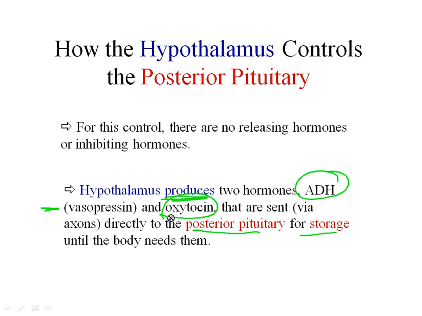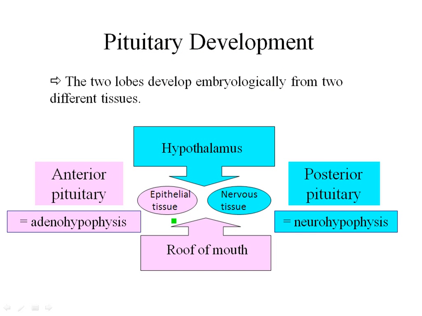I think that's all I've got for you. Let me check. Nope. Darn. Need to talk just a little bit about the development of these two. Now, we've talked about them being very different in the way that the hypothalamus works on them. And we also talked about the different ways that they make and secrete their hormones. Well, they're also very different histologically, or according to the tissue from which they're made and what they're made of.